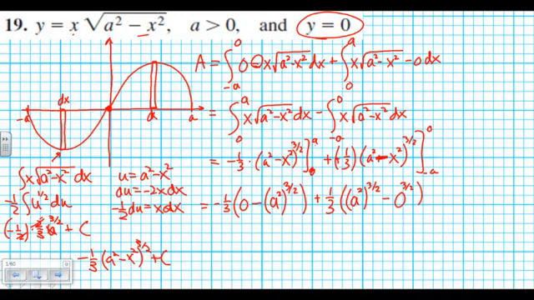So these two negative signs cancel, giving me a 1/3 a. Those 2's cancel, giving me a cubed. And then over here, I get another 1/3 a cubed to total out to 2/3 a cubed. And that's problem number 19.